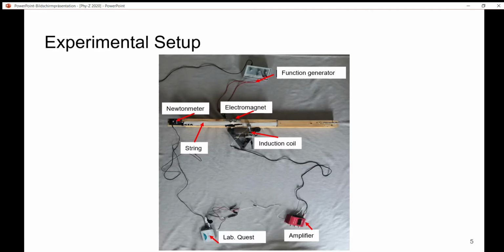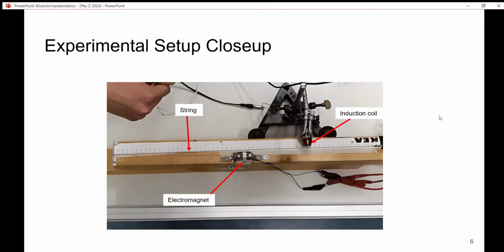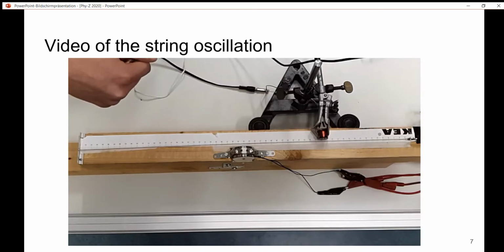Now to the experimental setup. We have a function generator, a Newton meter, an electromagnet, a string, an induction coil, an amplifier, and LabQuest as Vernier converter. Then a close-up of this setup: the string is here, the induction coil, which we can move freely, and the electromagnet, which is perfectly placed in the middle of the string. Now to a video of an oscillation.